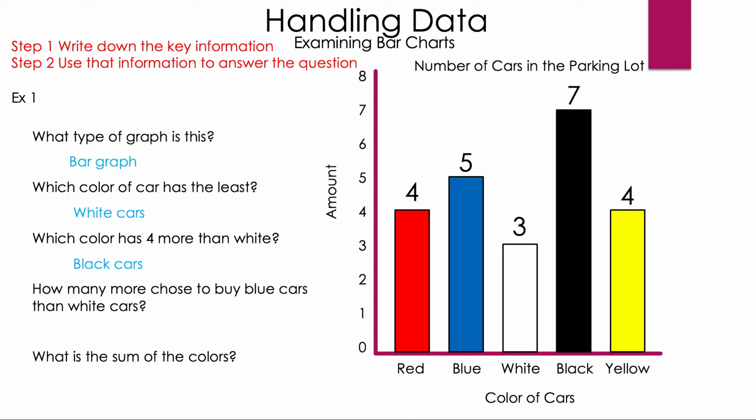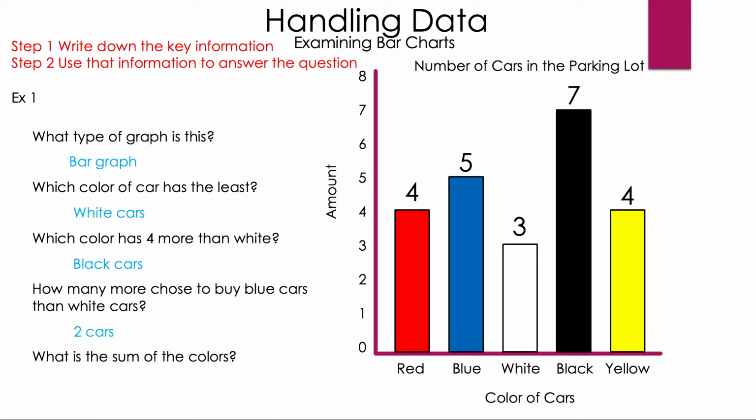How many more chose to buy blue cars than white cars? There are 2 pieces of key information in that question, which are blue cars and white cars. So we write it down. And now we need to find the difference between those 2 numbers. So we subtract, or minus, and you get 5 cars minus 3 cars, which is 2 cars.